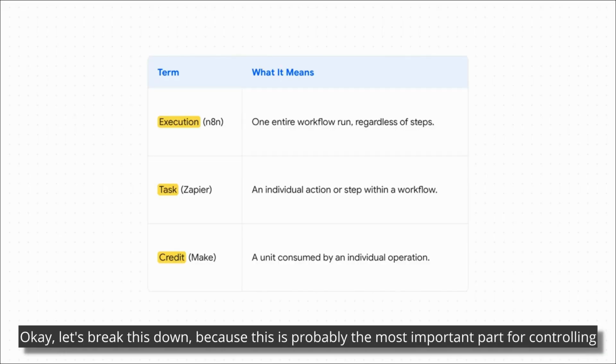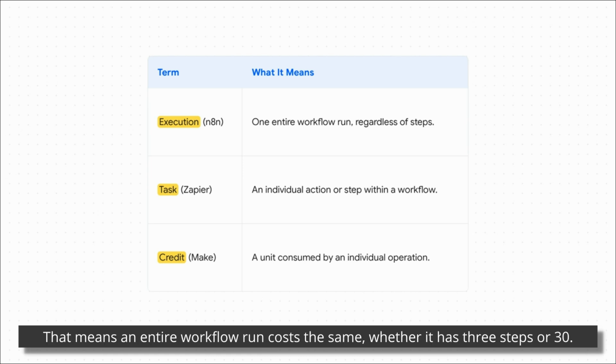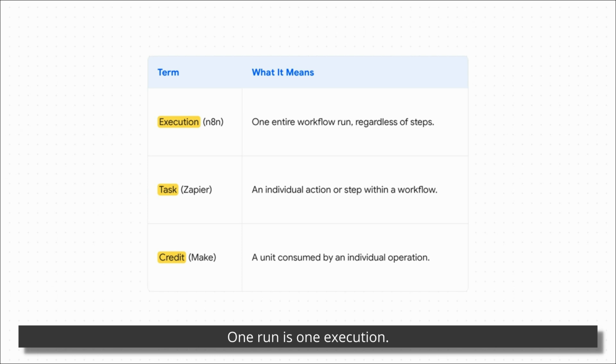Okay, let's break this down, because this is probably the most important part for controlling costs. With n8n, you pay per execution. That means an entire workflow run costs the same whether it has 3 steps or 30. One run is one execution. With Zapier, you pay per task, so each of those 30 steps gets billed. And Make uses credits, which are pretty similar to tasks. Each action chews up some credits.